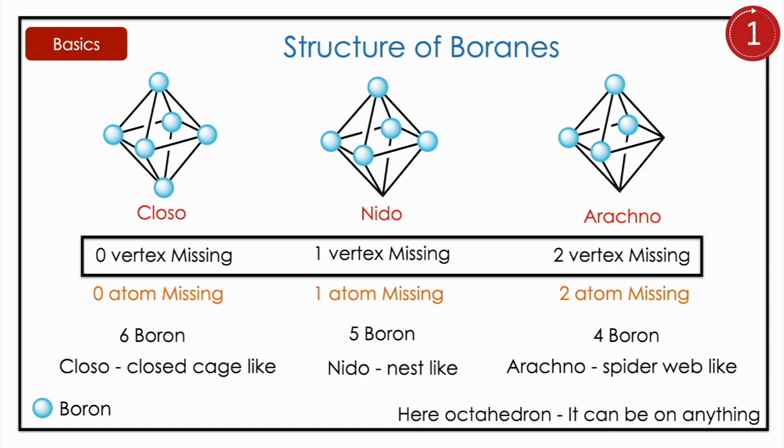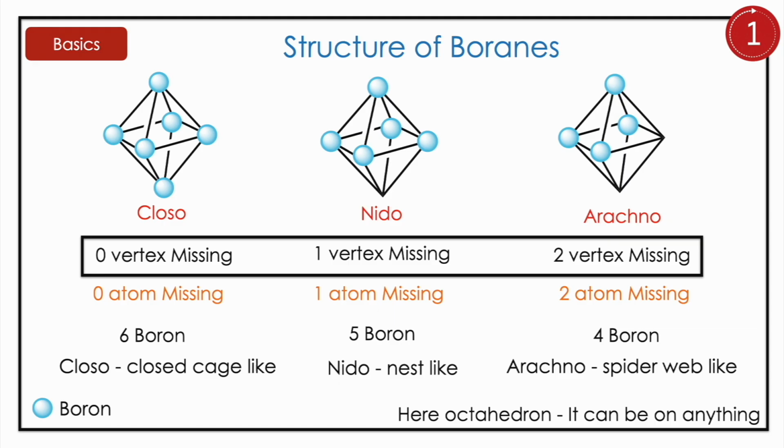Normally, we will study Closo, Nido and Arachno. What do they really mean? Loss of atoms. Closo means a closed structure, with no atom missing. Nido means only one vertex missing, or one atom missing. Arachno means two vertices missing, or two atoms missing. Suppose you start from 6 boron: Closo will have 6, Nido will have 5, Arachno will have 4. The names come from the fact that Closo means closed, Nido means nest, Arachno means spider-web type.